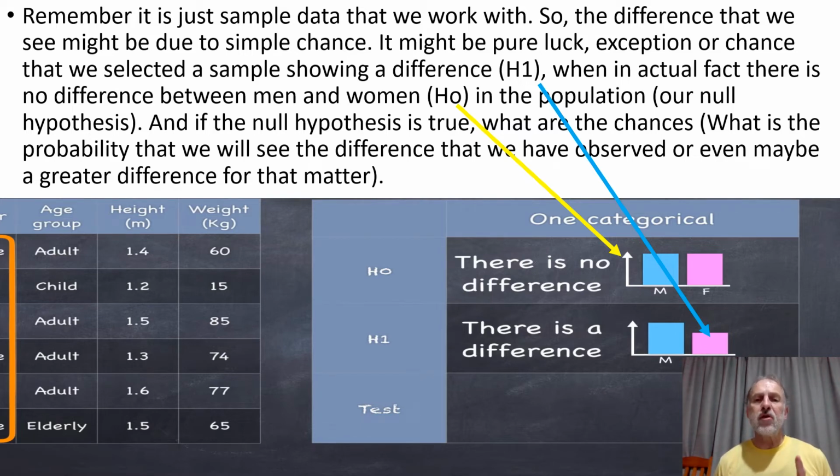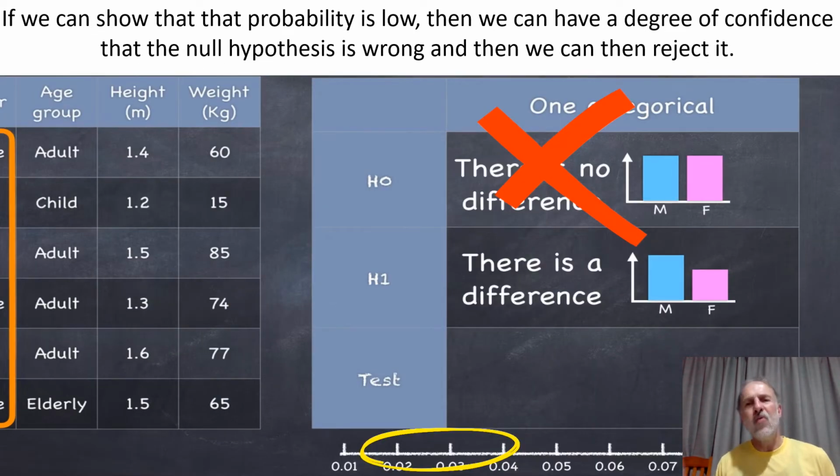If the null hypothesis is true, what are the chances? In other words, what is the probability that we will see the difference that we have observed, or even maybe a greater difference for that matter? So we have to look at probability. If we can prove statistically that the probability for the null hypothesis to be true is very low, then we've got great confidence that it's probably wrong, and then we can reject it.